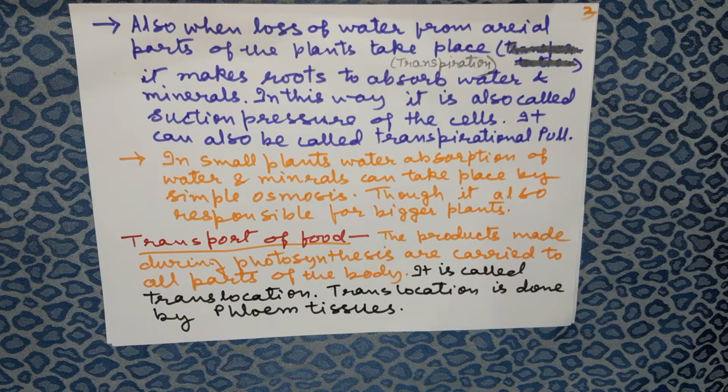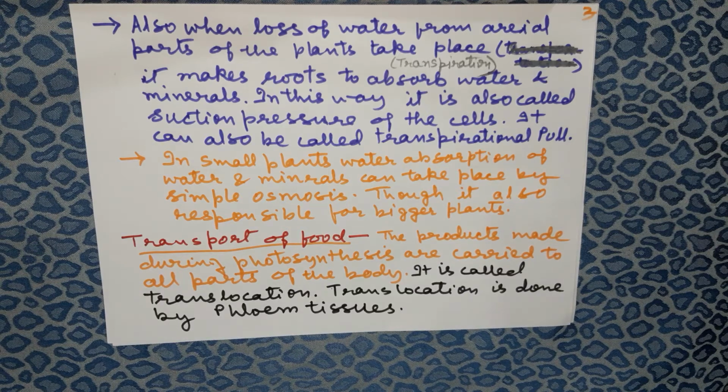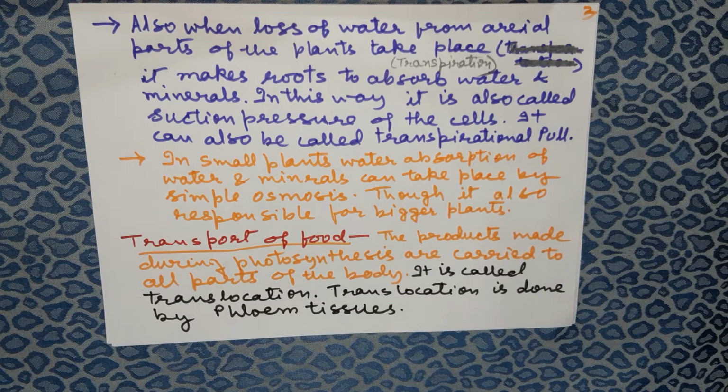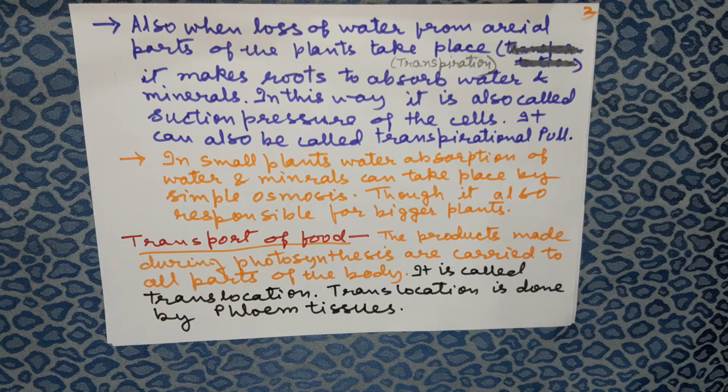For example, when we do a lot of work, we get thirsty, then we drink more water, because when we are doing physical work, through sweating the water is going out. So we become thirsty and we drink more water. Similarly, here due to heat, loss of water takes place from the aerial parts of the plant. Then the plant becomes deficient in water, the cells become deficient in water, and then they will absorb more water from the roots. This is also called suction pressure, or it is also called transpirational pull.